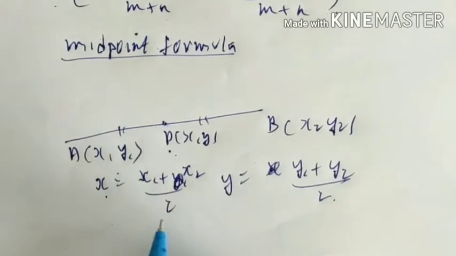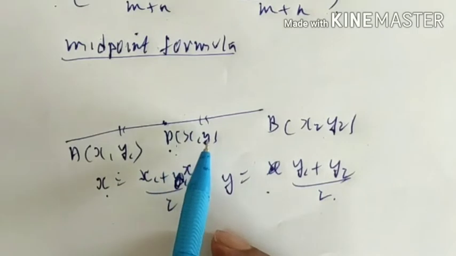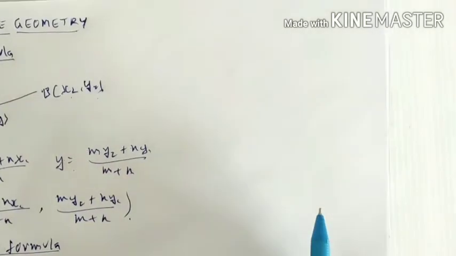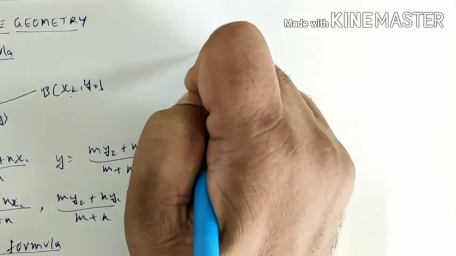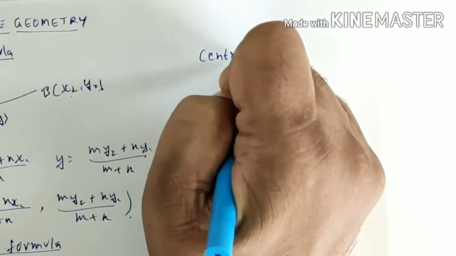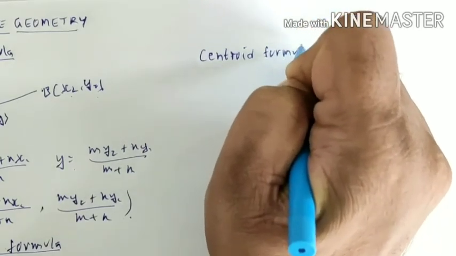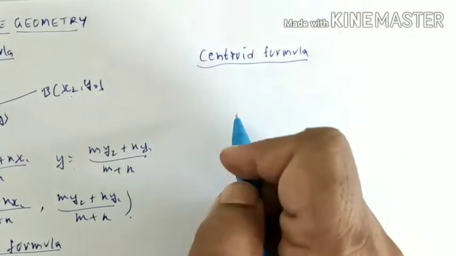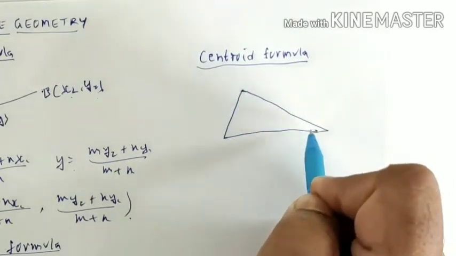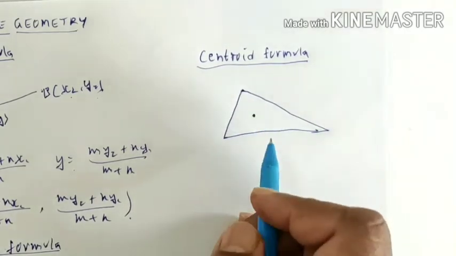This formula is known as midpoint formula. The coordinate of point P is given by x1 plus x2 upon 2, and y is given by y1 plus y2 upon 2. Next formula we shall see centroid formula. See, we know that centroid is a point in the triangle where the medians pass through, or it is the point of concurrence of the medians.